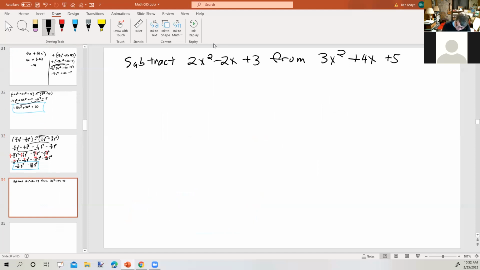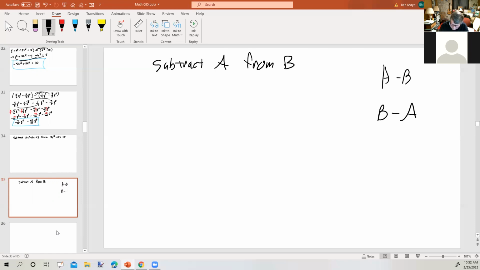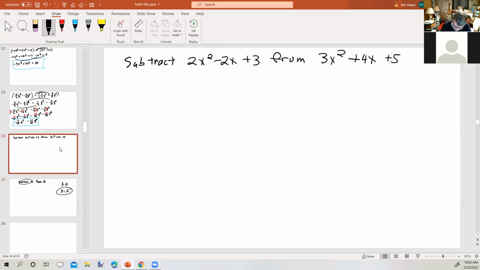I'm going to come back to that one again in a minute as well. Let's say I had subtract a from b. Would you write a minus b or b minus a? Well, you're subtracting a from b, so that would look like that, b minus a. Okay. Now, it says subtract this from that.